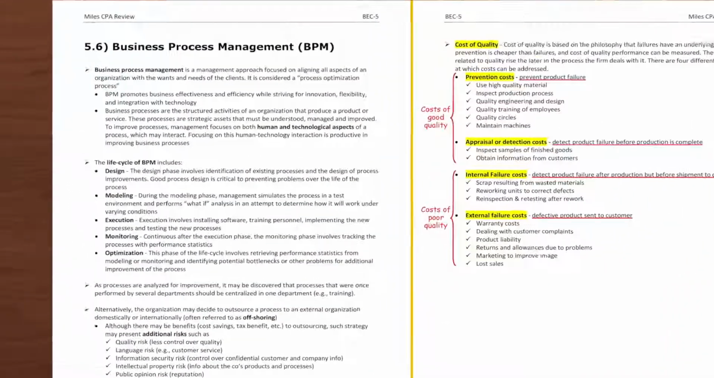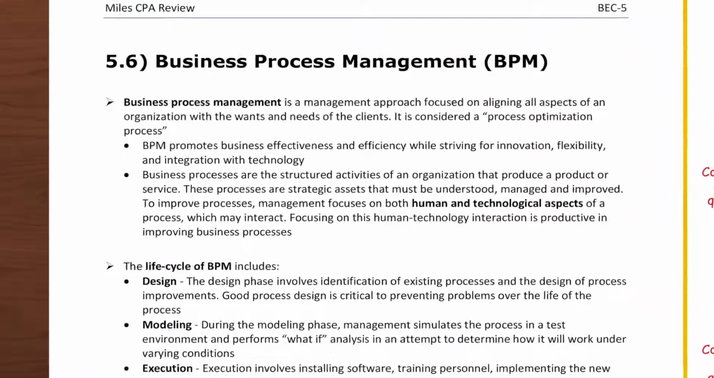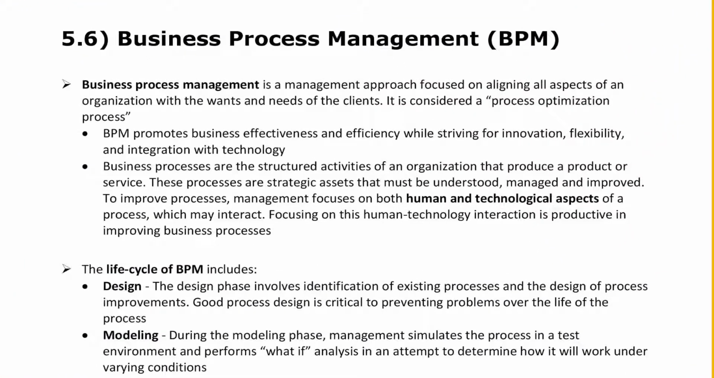On page 23, we're looking at business process management, which is considered a highlight process optimization process. Now, business process management highlight promotes business effectiveness and efficiency while striving for innovation, flexibility, and integration with technology. The life cycle of business process management includes highlight design. We're looking at underline design of process improvements.